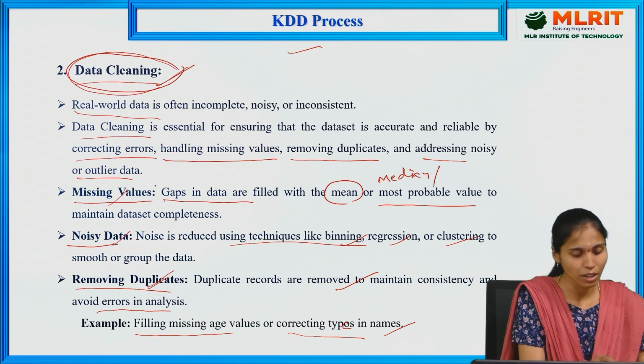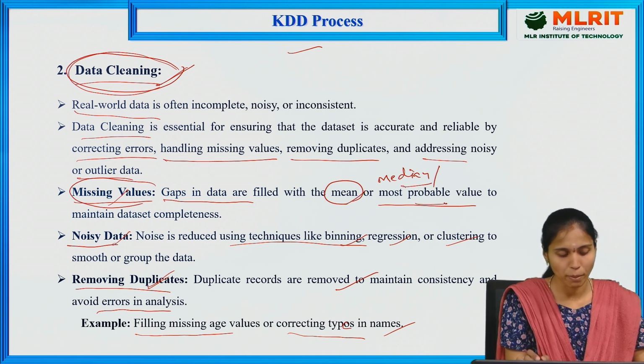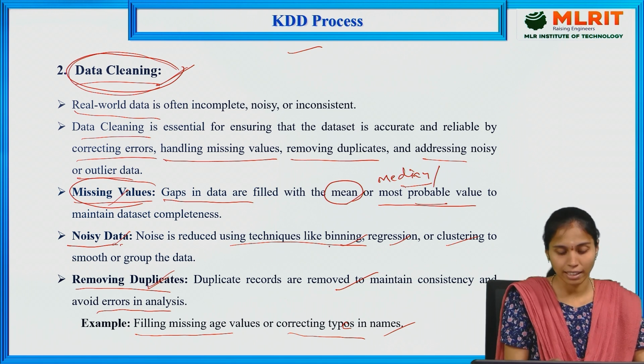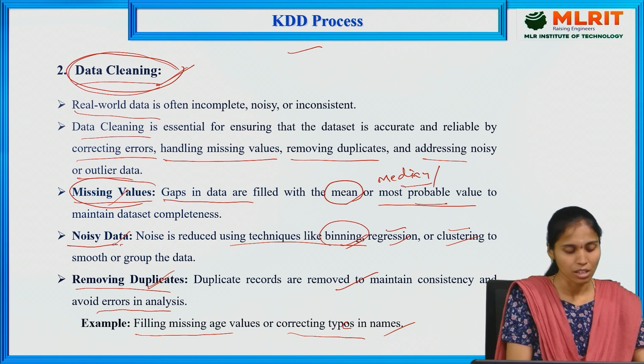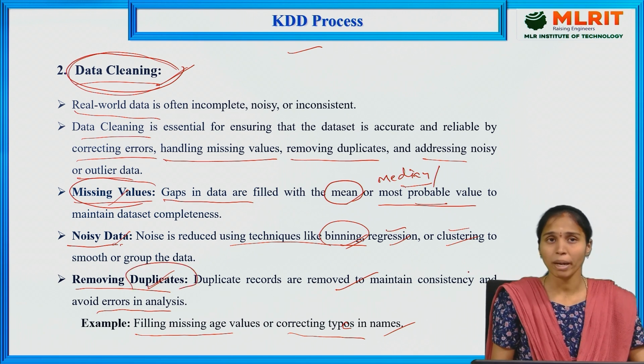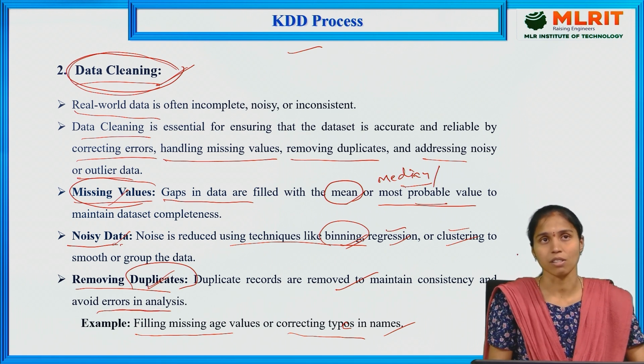Missing values are replaced with mean value, median value, or probable value. Noisy data is reduced using techniques like the binning method, regression method, and clustering method. Duplicates are removed to maintain consistency and avoid errors in analysis.